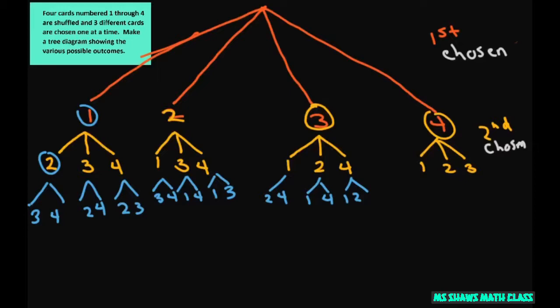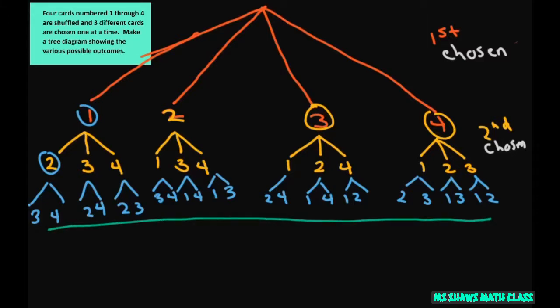And then for this one, you're just writing the ones that are left out. So 1 and 4, that would be 2 and 3. And this one would be 1 and 3. And this would be 1 and 2. So that would be your tree diagram. And this part, this last one, would be your third chosen.